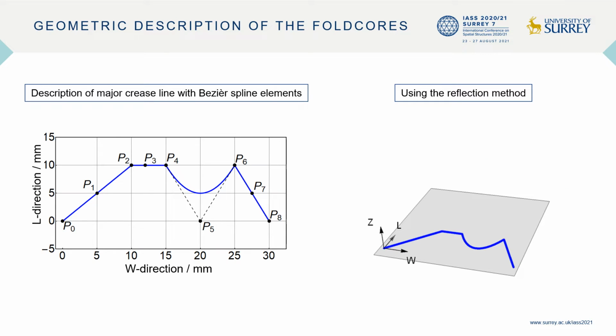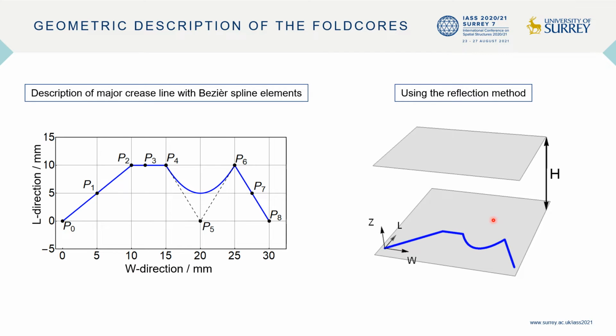The first thing we need to do is to develop a new design language to describe the FOLDCORES. We do this with Bezier-spline elements, and we describe the major crease lines with these elements, like we see here on the left. We are able to describe straight crease lines, curved crease lines, and so on. After this, we use the reflection method, like we see on the right side, starting with this described curve.